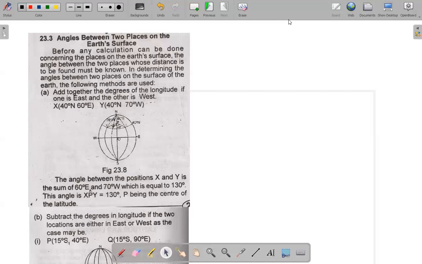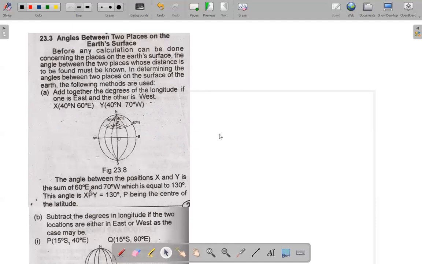It says, before any calculation can be done concerning the places on the Earth's surface, the angle between the two places whose distance is to be found must be known. In determining the angles between the two places on the surface of the Earth, the following methods are used. Method A is to add together the degrees of the longitude if one is on the east and the other is on the west. We look at these 2 points.